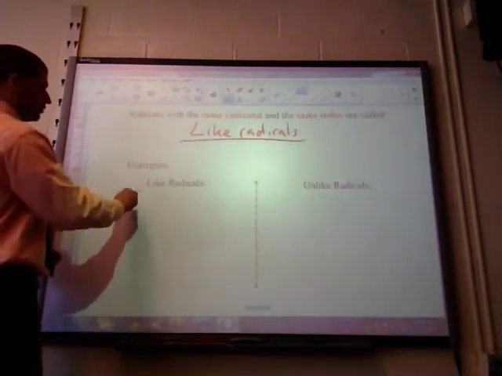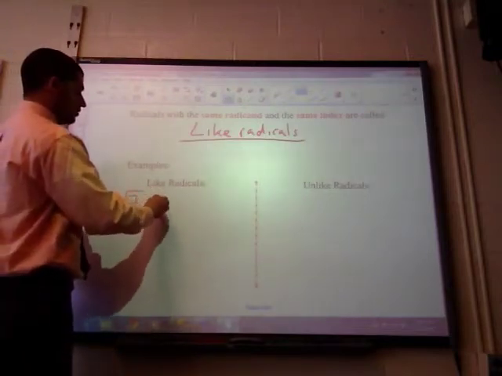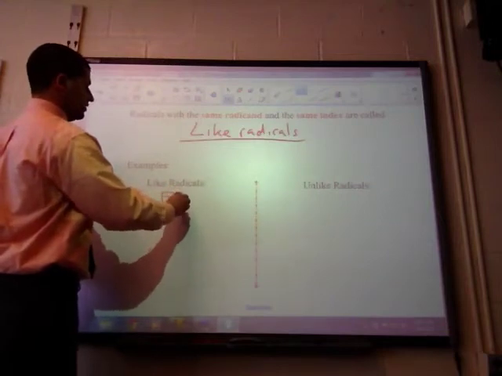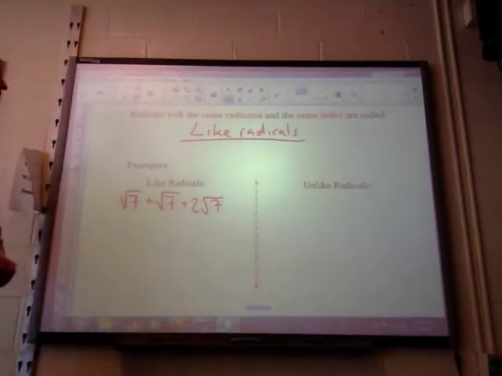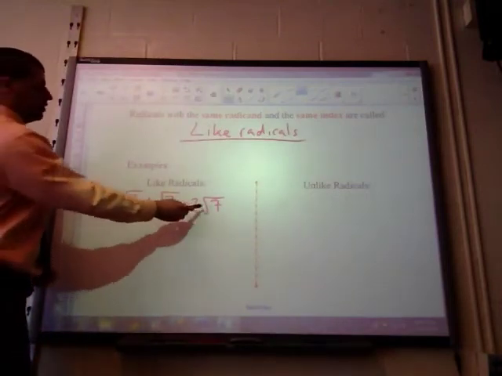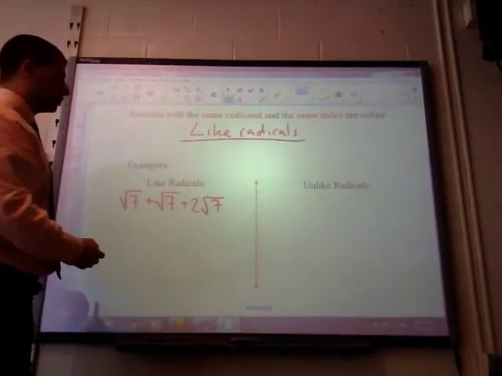Like square root of 7, square root of 7, and 2 radical 7. So notice that they all have the same index. It's 2 on all of them, and 7 is the same radicand. It doesn't matter what the number is on the outside.